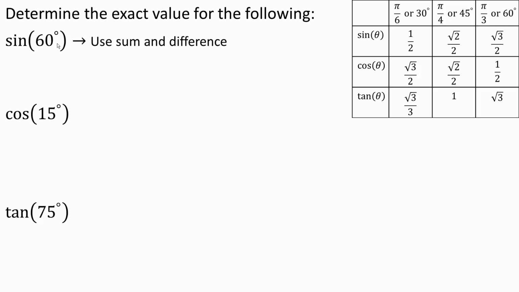So the first one, sine 60. Technically we can just go here and say it's going to be the square root of 3 divided by 2, but we want to use the sum and difference. So instead of doing that, let's say we have sine (30 degrees + 30 degrees). Now for these two problems, it's critical to know the sum and difference. And so the second problem is cosine 15 degrees, and the third one is tan 75 degrees. And so if you want to pause the video and attempt these problems, feel free.